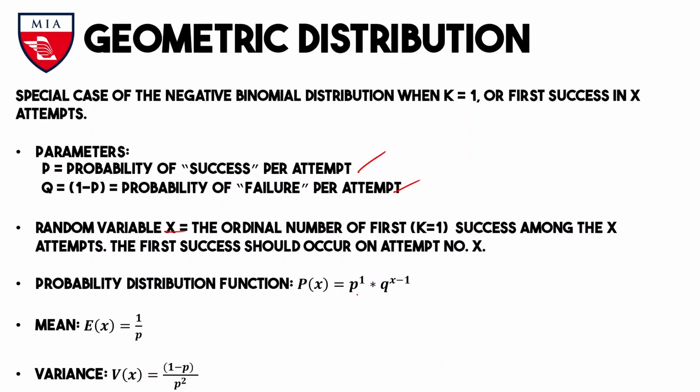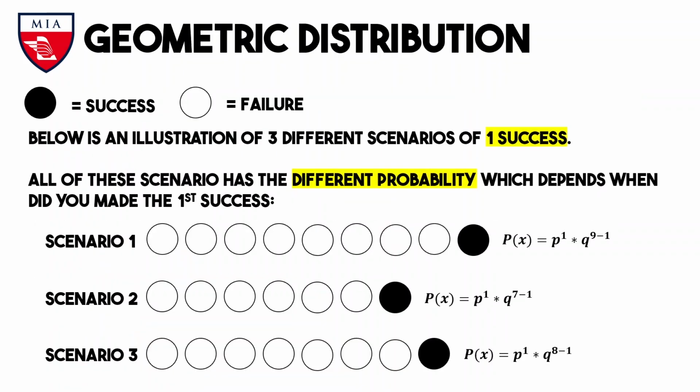Wherein we have a formula for getting the probability of a certain geometric distribution. So we have probability of x is equal to p raised to 1 multiplied by q raised to x minus 1. So another visual representation.